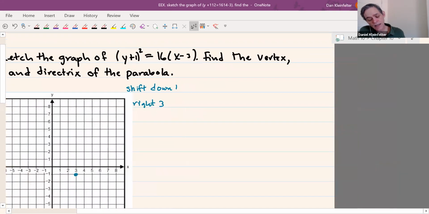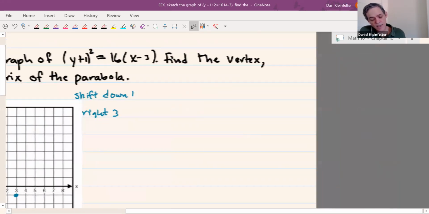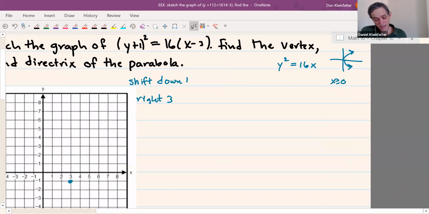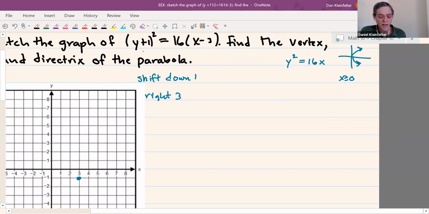Then let me write the version of the equation that doesn't have those shifts in it. That would be y² = 16x. Y squared is always positive, 16 is positive, so that means that x has to be positive. If it's y squared, it's side opening, and if x is positive, that means it has to open to the right. If this were centered at the origin, it would look basically like that, just right opening. And this one has as its vertex the point (3, -1).